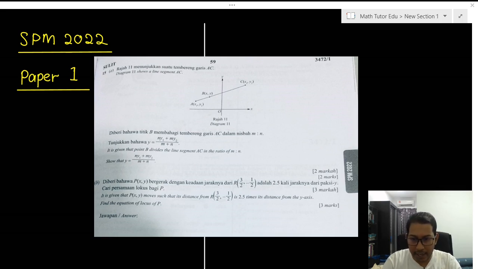It is given that coordinate P(x, y) moves such that its distance from coordinate R, which is (3/2, -1/2), is 2.5 times its distance from the y-axis. Find the equation of locus of P. So this is the question 15 part B. We have taken a look at the question 15 part A and part B. So let us take a look at the question 15 part C now.